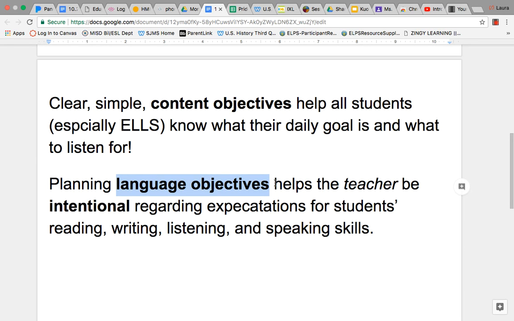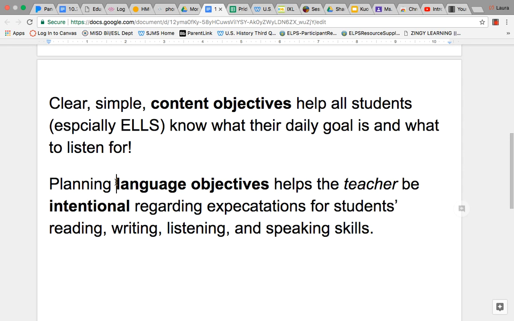It helps them know how they will use the language that they're learning, whether it be listening, speaking, reading, or writing. And honestly, for me as a teacher, it just helps me be intentional as I'm planning my lessons. Okay, what am I going to do? Are they going to need to write about what they learn? Are they going to have time to turn and talk about what they learned?